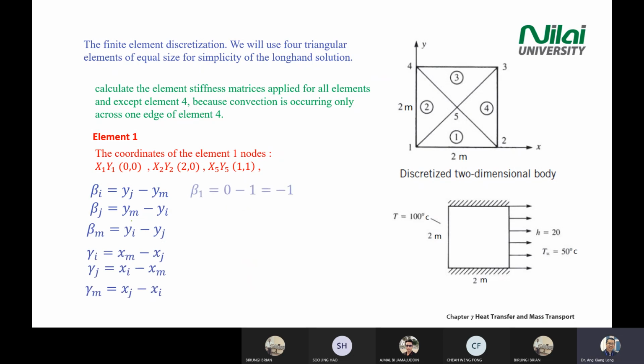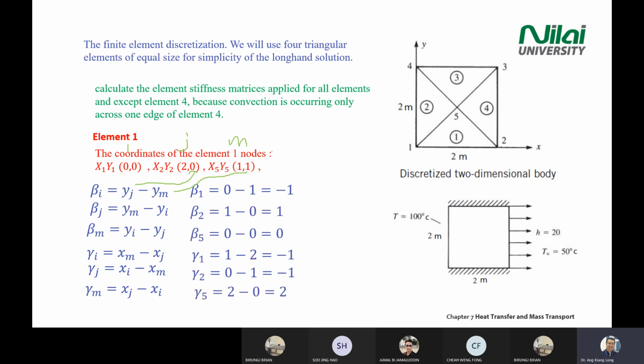So I will just show you the first one. So beta I equals Yj minus Ym. So what is your Yj? You go to your I, J, M coordinate. So your Yj is actually 0. What is your Ym? You go to the M point. Ym is 1. So 0 minus 1, you get minus 1, and you repeat the same process for beta j, beta m, gamma I, j, m. Okay, all this you can cross-check at your revision time. Important you understand how to get all these values.